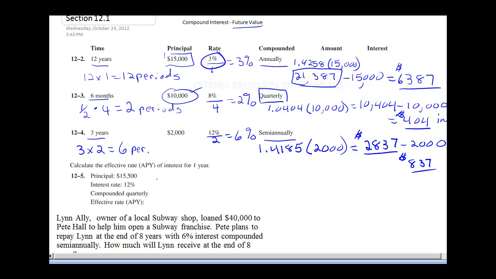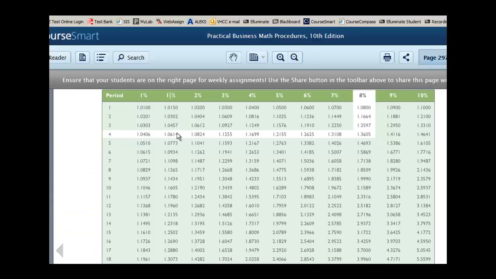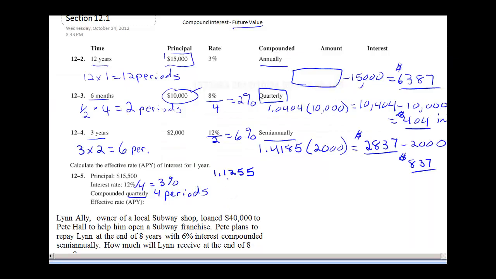One of them is to figure out how much interest there would be in a year. If we're compounding quarterly, that would be 4 periods in 1 year. And we would divide the 12 by 4 to find out that each period would be at 3%. Then we would go to the table and look up 4 periods at 3%. So 4 periods at 3% is 1.1255. Now, it turns out that this decimal 0.1255 is actually the APY. So if we change that to a percent, we get 12.55%, and we're done. That is the APY.